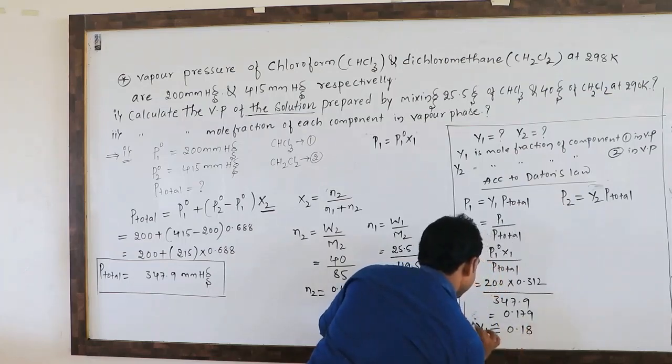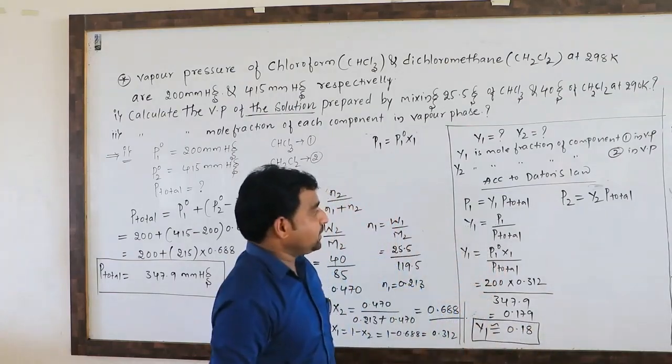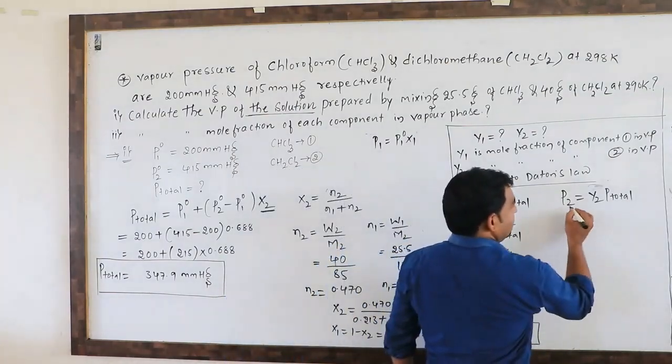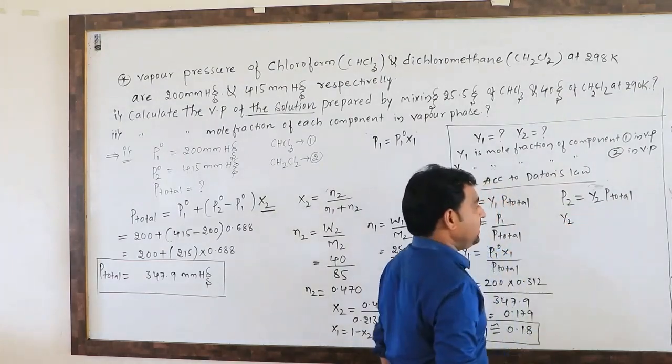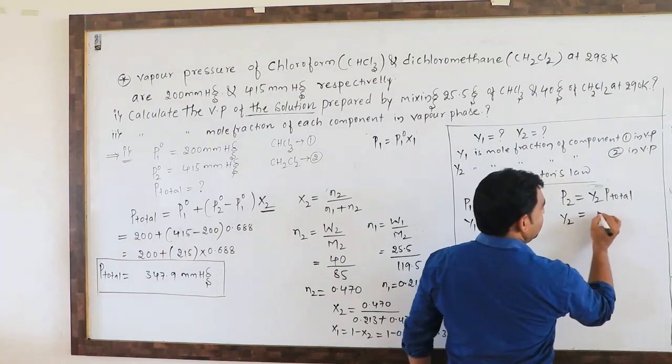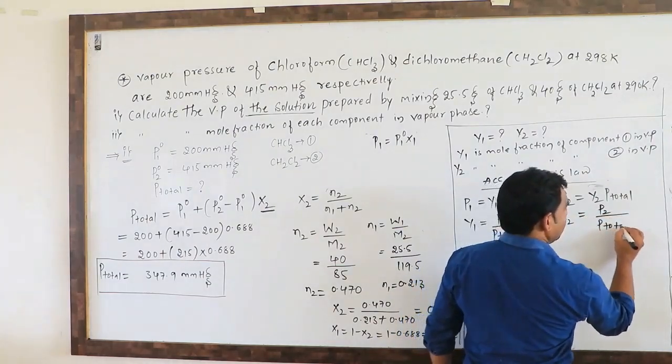This is Y1, mole fraction in the vapor phase. And next one, P2 is equal to Y2 into P total. We want Y2, the vapor phase. Y2 is equal to P2 divided by P total.